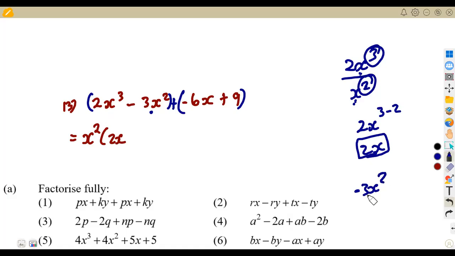You do the same thing on minus 3x squared divided by x squared. Minus 3x squared when divided by x squared, which is a positive, this will cancel. x squared and x squared are the same, so they will cancel. We remain with a minus 3. So this is going to be a minus 3 in this case.